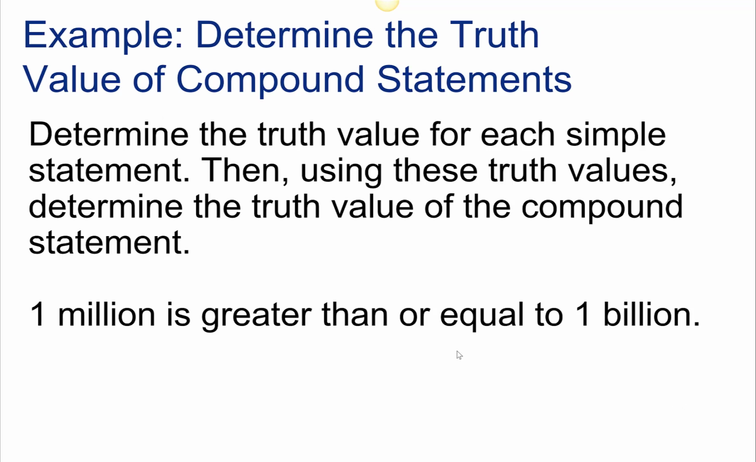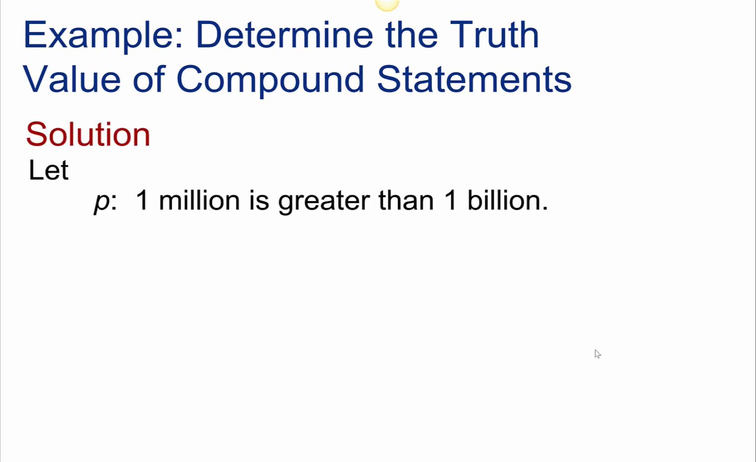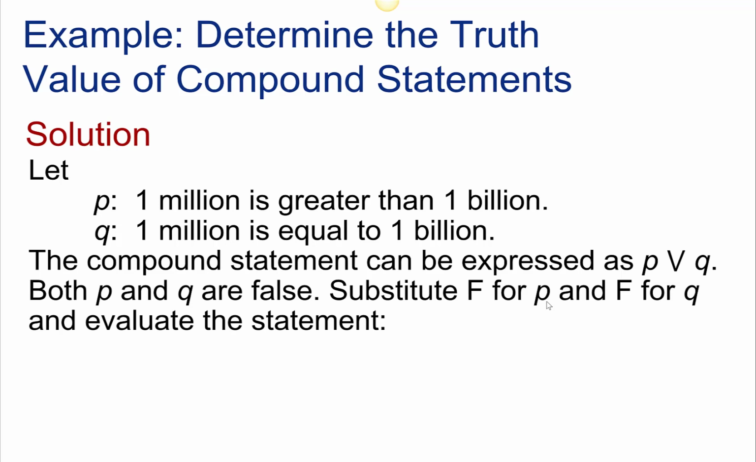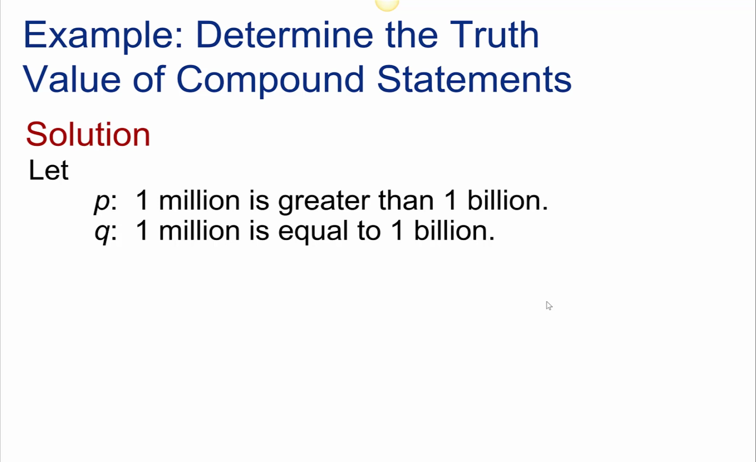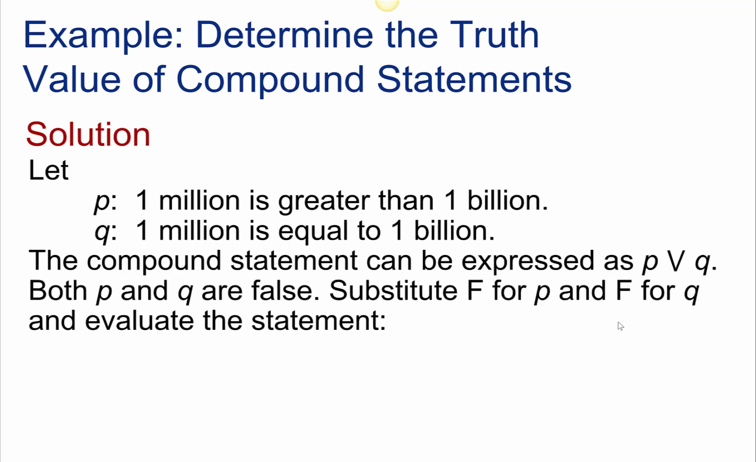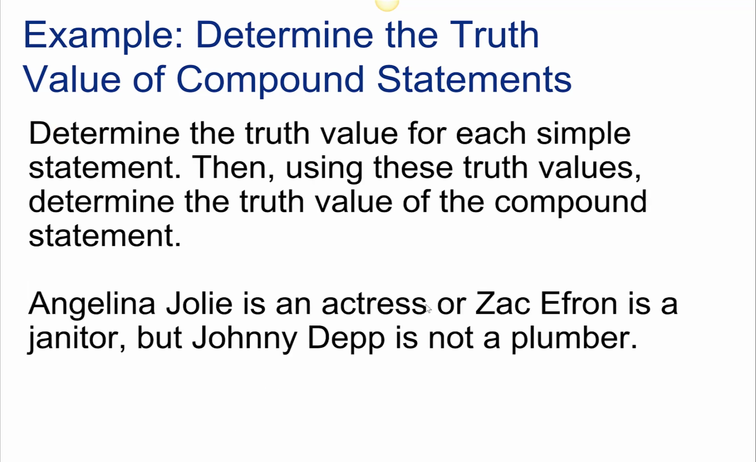Determine the truth value of the compound statement, simple statements, and then we're going to do the compound statement. So the compound statement is 1 million is greater than or equal to 1 billion. So there's actually 2 simple statements there. The first one is 1 million is greater than 1 billion. The second one is 1 million is equal to 1 billion. The compound statement can be written as P or Q. P and Q are both false. So I substitute the truth values for the simple statements, and the compound statement is false.